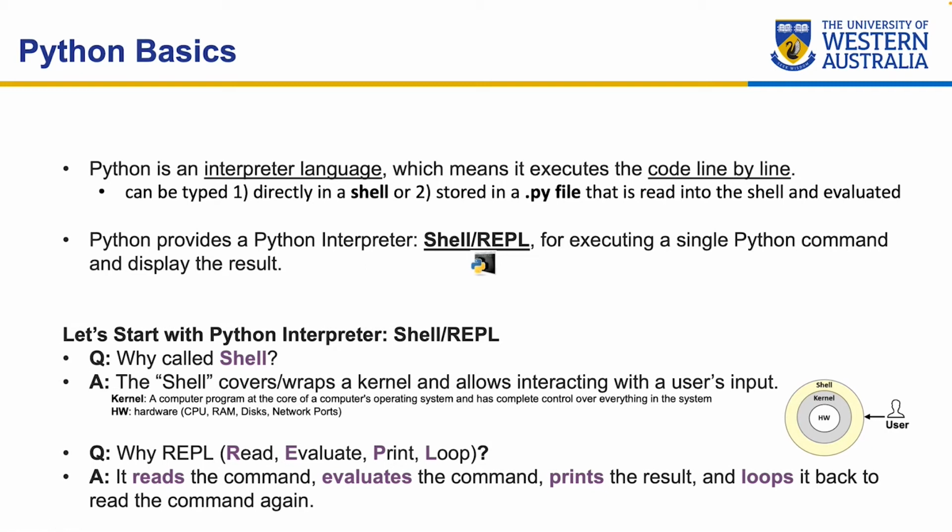Firstly, why is it called shell? Well, the shell covers a kernel and allows interacting with the user's input. And what is the kernel? The kernel is the computer program at the core of the computer's operating system and has complete control over everything in the system, which can access all of the software and hardware. The kernel is responsible for, for example, when you want to store some files onto your disk, the kernel will look at the file, chuck it into the hardware, which means your hard drive, and write it onto the disk and so forth. So it's basically a middleman that's carrying out all the tasks for you between the keyboard and what you see on the screen.